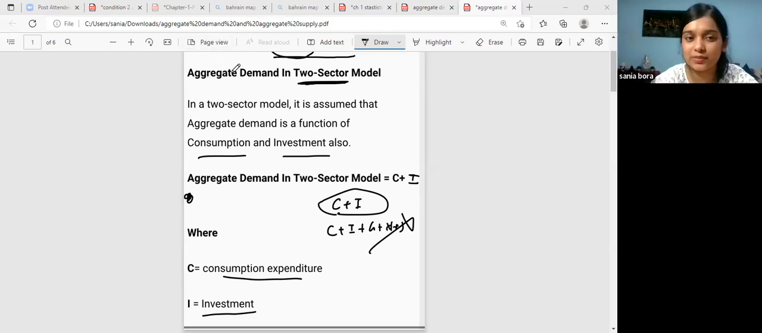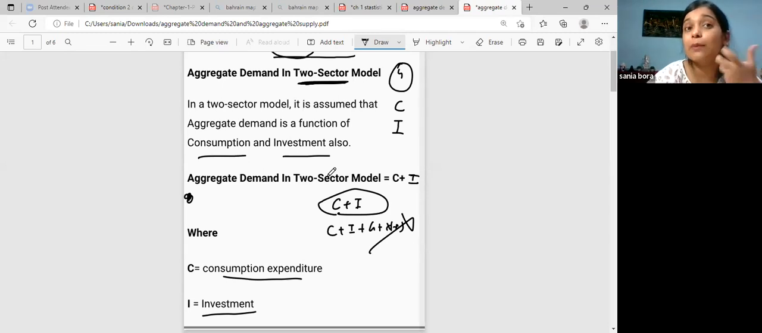So I started this, Nahida. In the previous class, we did components, right? We already know we have four components. But today, if I ask you aggregate demand in two sector model, then you are going to take only two, the starting ones, C and I. In a two sector model, it is assumed that aggregate demand is a function of consumption and investment.